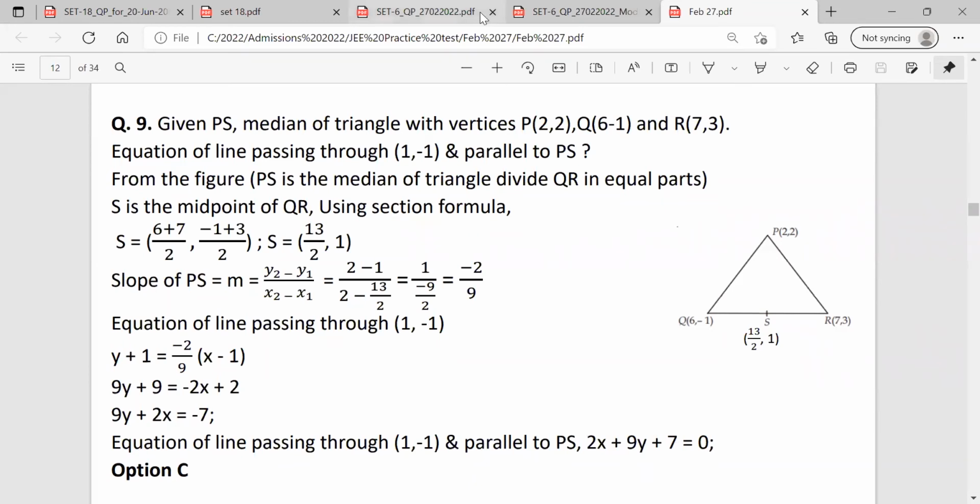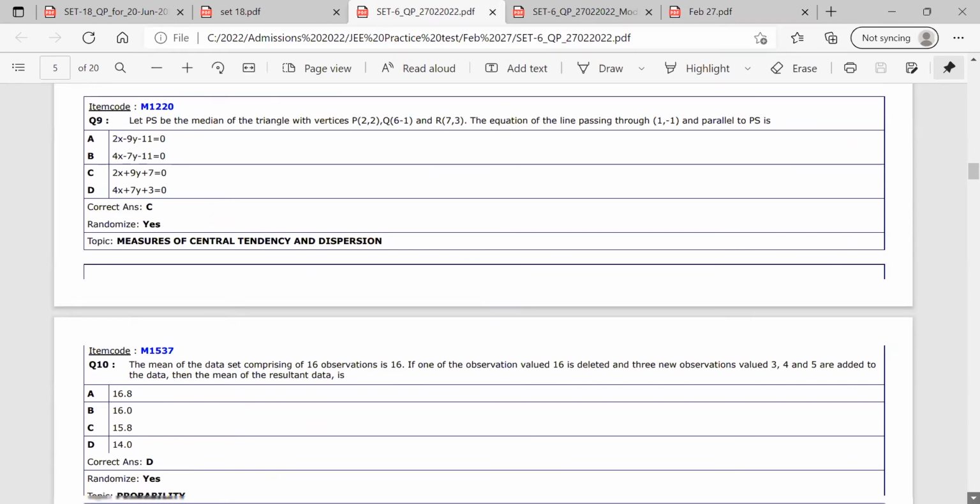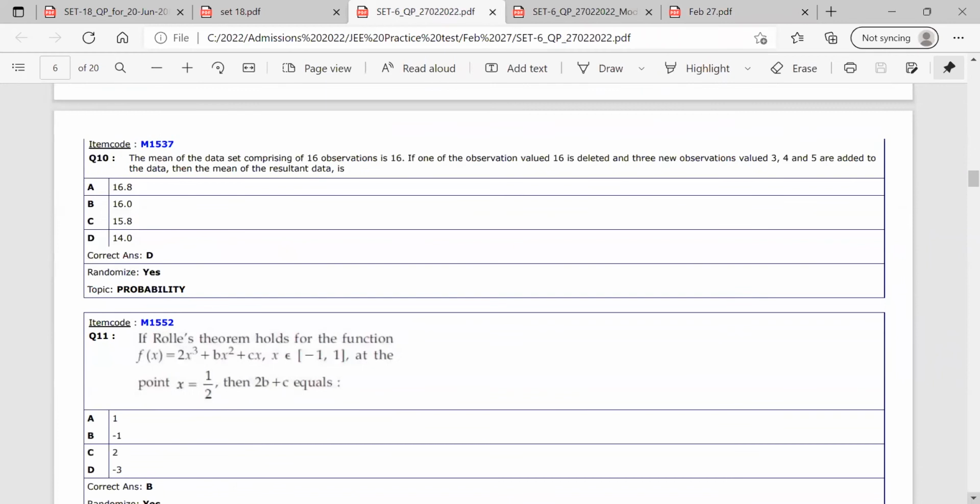So this is a simple question, but you have to have an understanding of the concept. So 2x + 9y + 7 = 0. The correct option is option C. So now we will move on to the next question. That is question number 10.